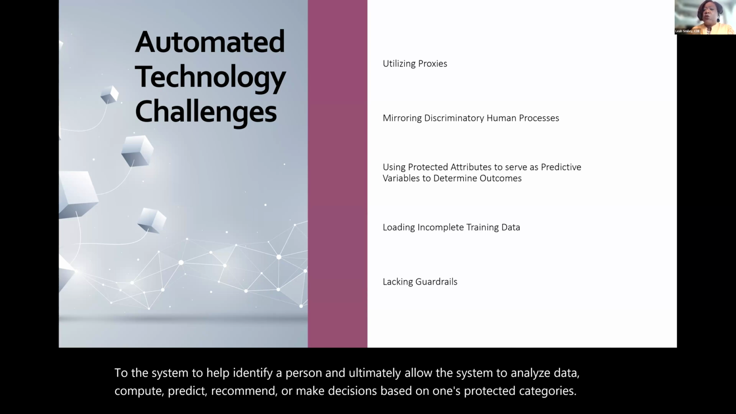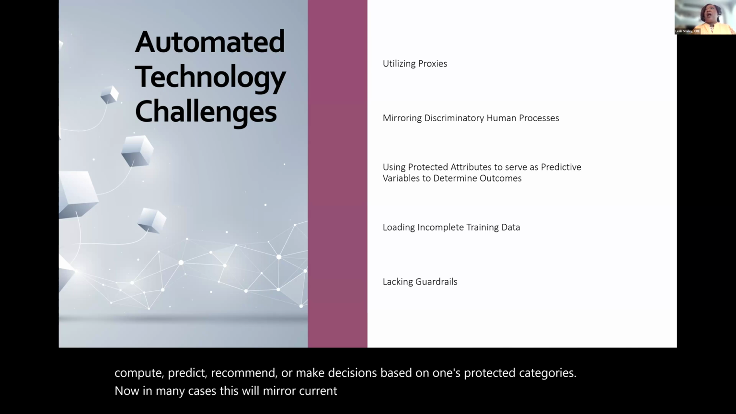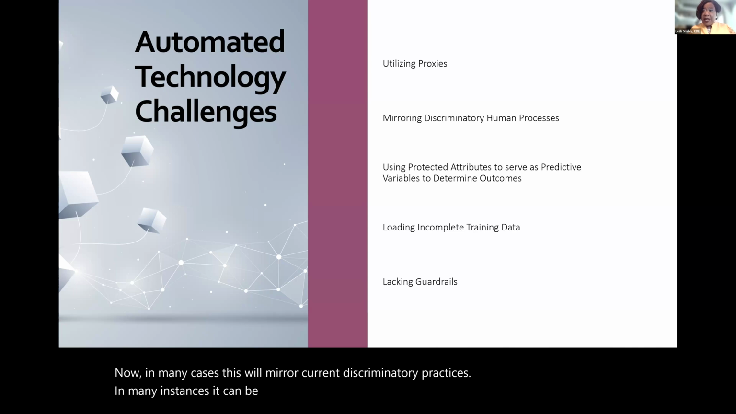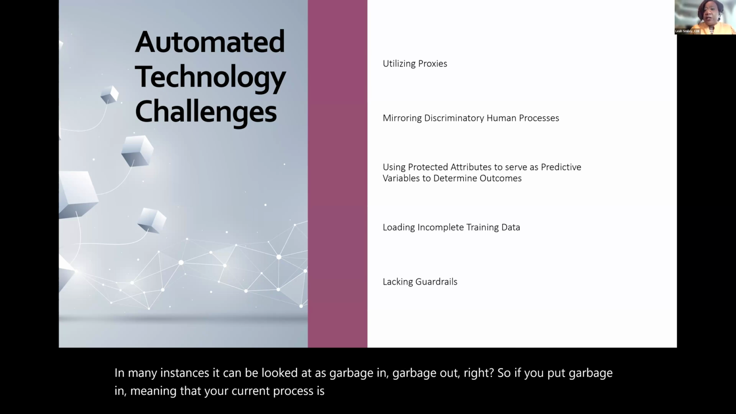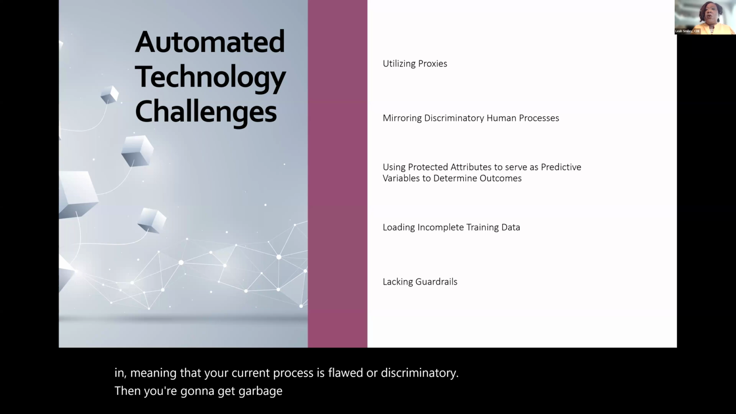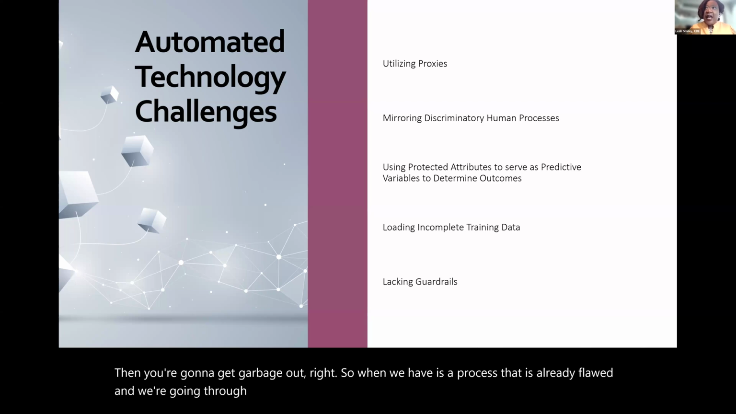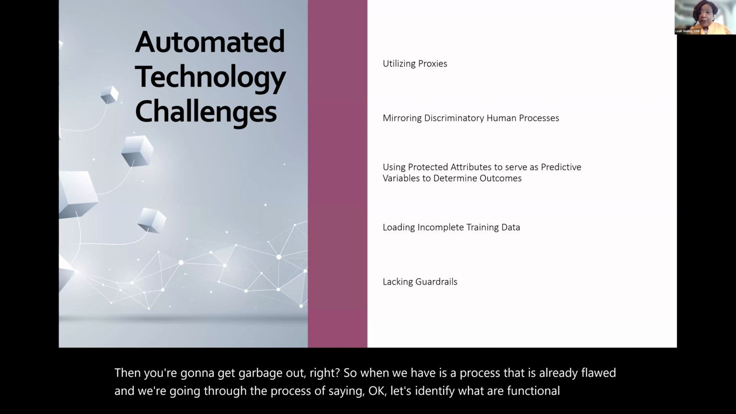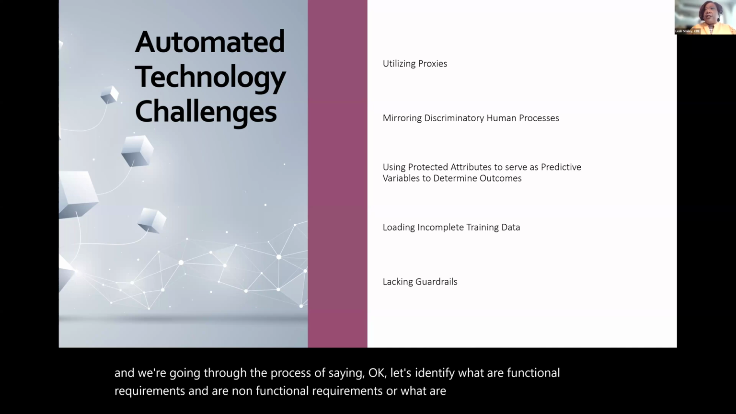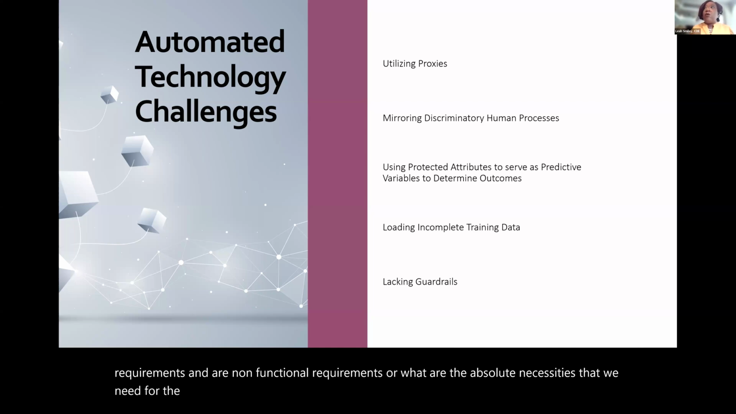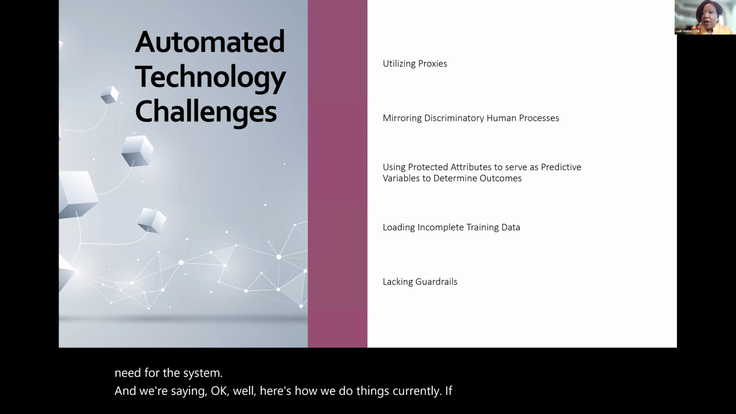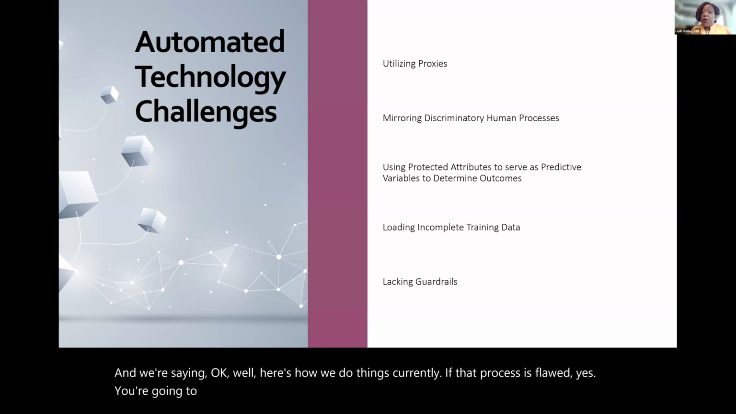Now, in many cases, this will mirror current discriminatory practices. In many instances, it can be looked at as garbage in, garbage out, right? So if you put garbage in, meaning that your current process is flawed or discriminatory, then you're going to get garbage out, right? So when we have a process that is already flawed and we're going through the process of saying, okay, let's identify what are our functional requirements and our non-functional requirements, or what are the absolute necessities that we need for the system, and we're saying, okay, well, here's how we do things currently, if that process is flawed, yes, you're going to get flawed results when it comes to your technology.